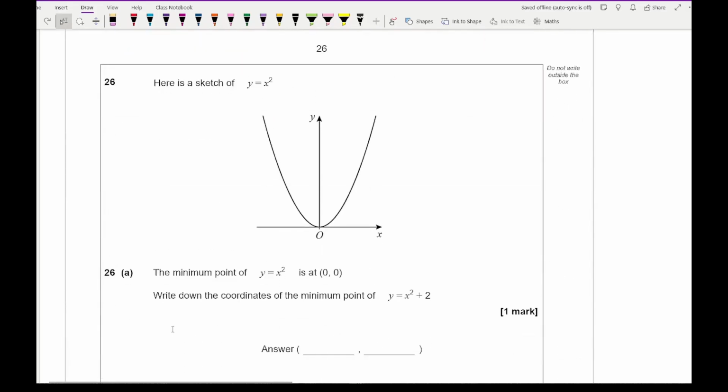Then moving on to our last question, it says here is a sketch of y equals x squared. The minimum point of y equals x squared is at 0, 0. Write down the coordinates of the minimum point of y equals x squared plus 2. So this here is a translation going up 2 places only. So the graph is going to be going up 2, so I'm moving the y ordinate by plus 2, and that's going to give me a new minimum point of 0, 2.